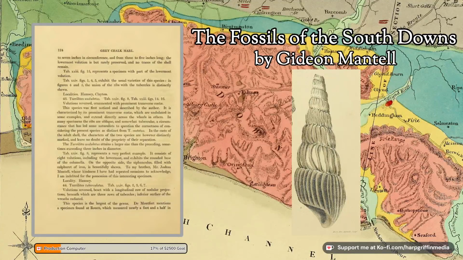Tablet 24, Figure 8, represents a very perfect example. It consists of 8 volutions, including the lowermost, and exhibits the rounded base of the columella. On the opposite side, the Sphinculus, filled with sulphuret of iron, is beautifully shown. To my brother, Mr. Joshua Mantell, whose kindness I have had repeated occasions to acknowledge, I am indebted for the possession of this interesting specimen. Locality: Hamsey.